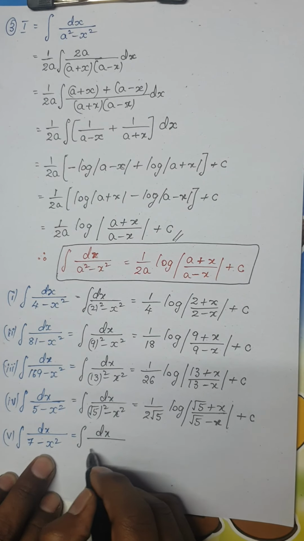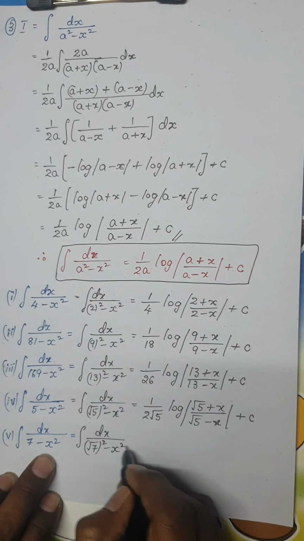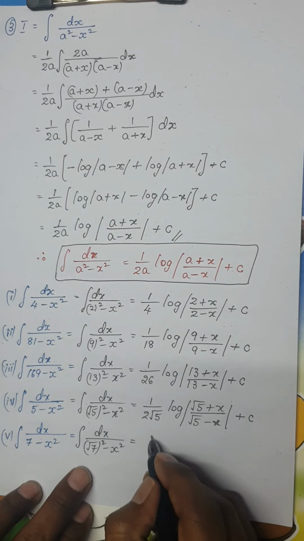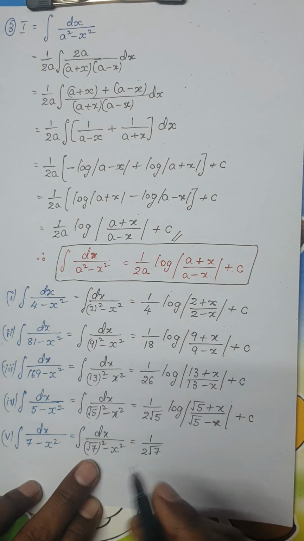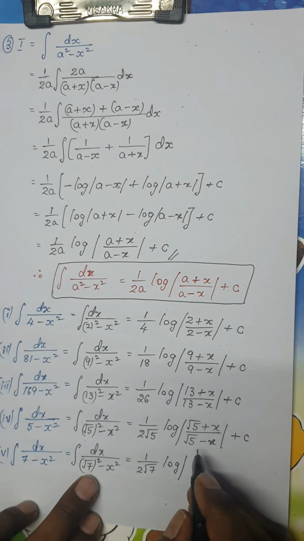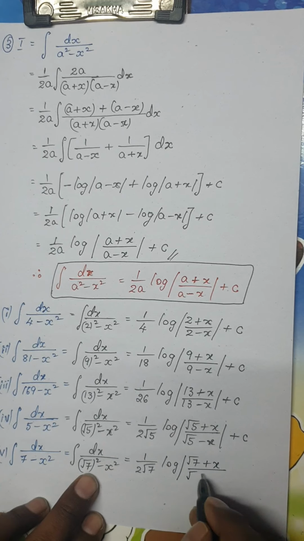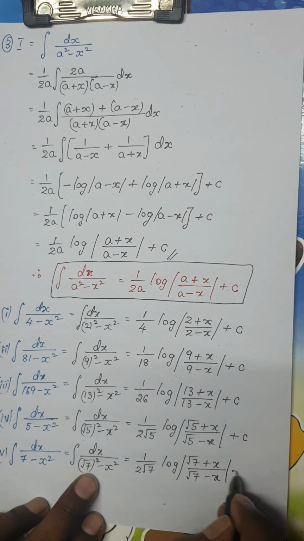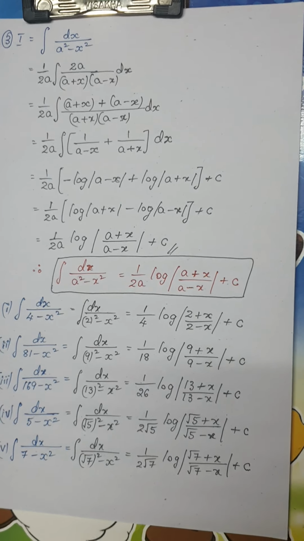Now consider the integral of the form dx divided by 7 minus x square. This can be written as dx divided by root 7 square minus x square. So this can be written as 1 divided by 2 root 7, because 1 divided by 2a is the result, into log of mod a plus x divided by a minus x. Here a means root 7, so root 7 plus x divided by root 7 minus x plus c, which is the constant of integration.